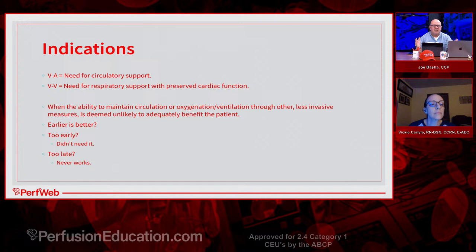But the criticism will always be that the patient could have gotten through without ECMO. So too early, they didn't need it. Too late, it never works. So the naysayers say, oh, ECMO never works. No one ever survives ECMO. Well, if you wait too late, that is definitely the case. And where that ideal location, Goldilocks zone, whatever you want to call it, is, is absolutely patient dependent, situation dependent on any given day. The same patient can have a different presentation that makes it appropriate today, but it wasn't yesterday and it may not be tomorrow. So it's very difficult to find that ideal place to say we need to do this. But clearly, early is better. I don't think there's any question about that.